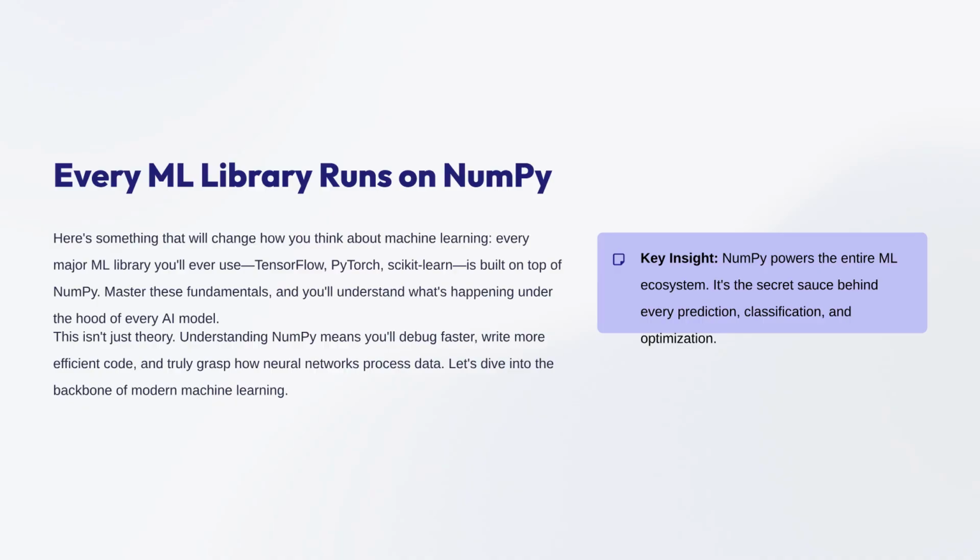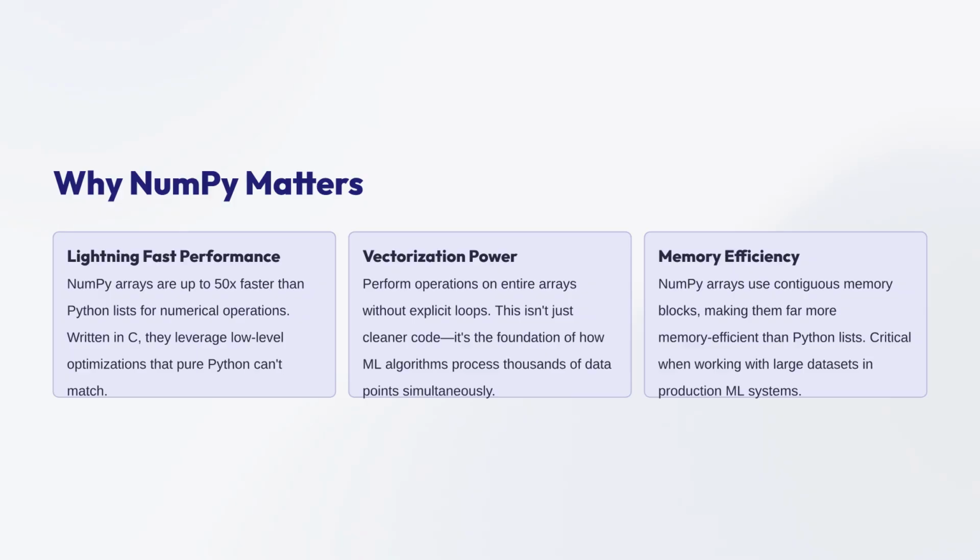Every major machine learning library, including TensorFlow, PyTorch, and scikit-learn, is built on NumPy. Mastering these fundamentals helps you understand what is happening under the hood of every AI model. NumPy matters for three reasons. Lightning-fast performance, as arrays are up to 50x faster than Python lists. Vectorization power, enabling operations on entire arrays without explicit loops. And memory efficiency, critical for large datasets.